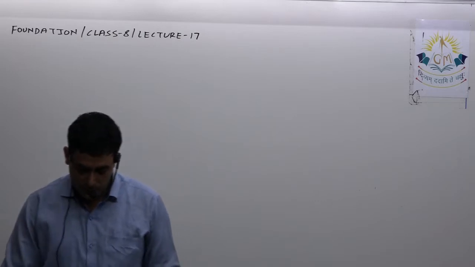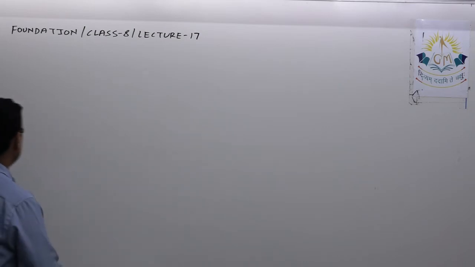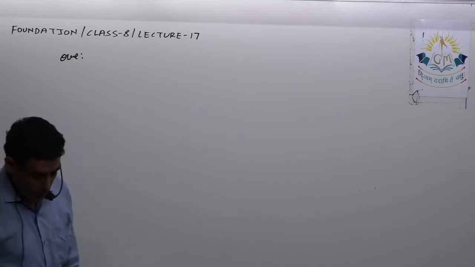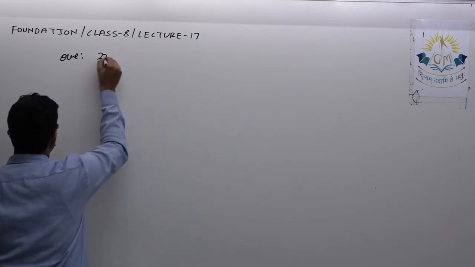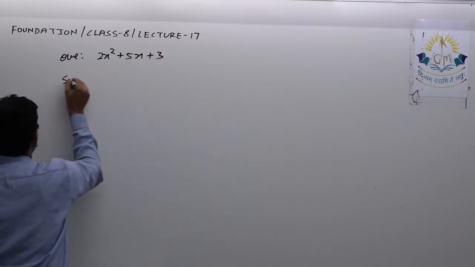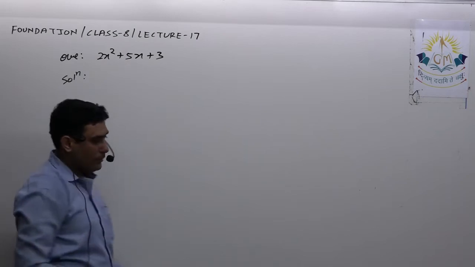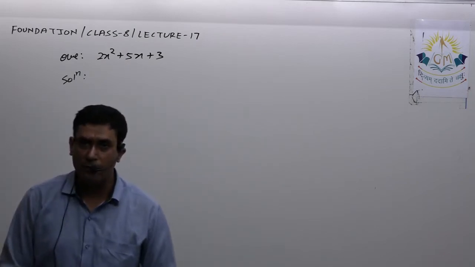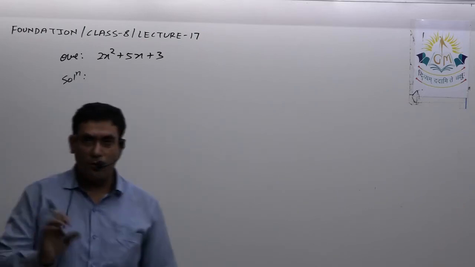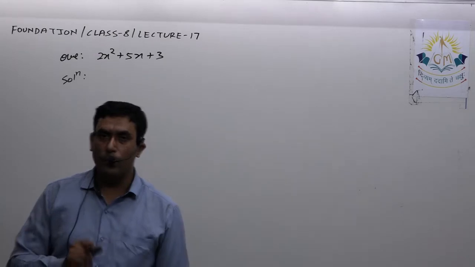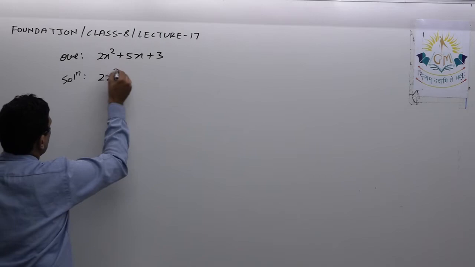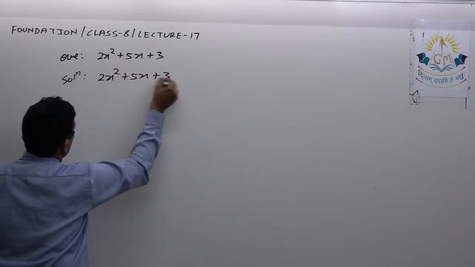So let us start. Here is the very first question. You have to find the factors only. The question is 2x square plus 5x plus 3. Very first thing, as usual, we check whether it is in the standard form or not. Yes, it is in the standard form. Then whether the coefficient of the first term is positive or not. Yes, it is positive. So we'll start like this: 2x square plus 5x plus 3.